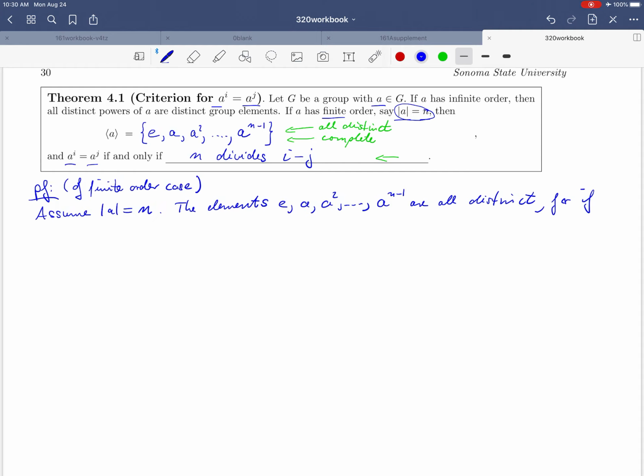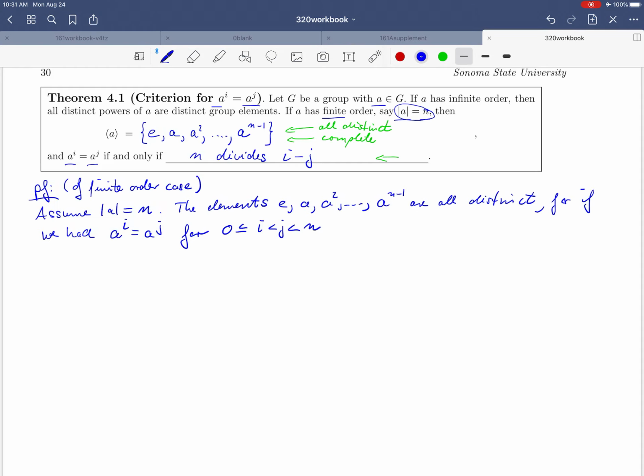For what would happen if they were not? If we had that A to the i is equal to A to the j, something is going to go wrong. So let's assume that A to the i is equal to A to the j for an i less than j. This is arbitrary. I could have gone the other way around, but let's just go with one of them has to be less than the other. So let's just assume i is less than j. What would happen if A to the i is equal to A to the j for some i less than j?